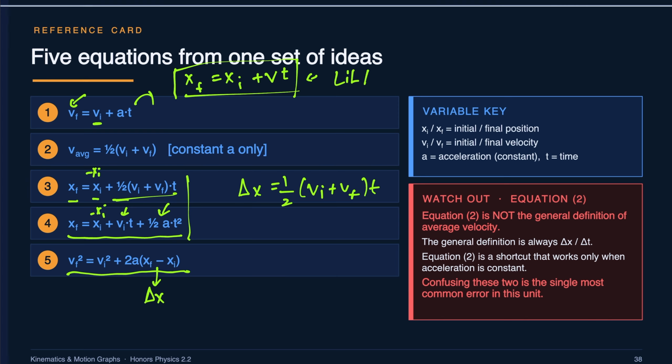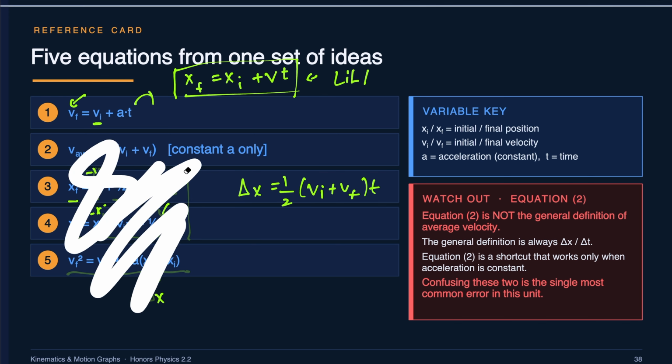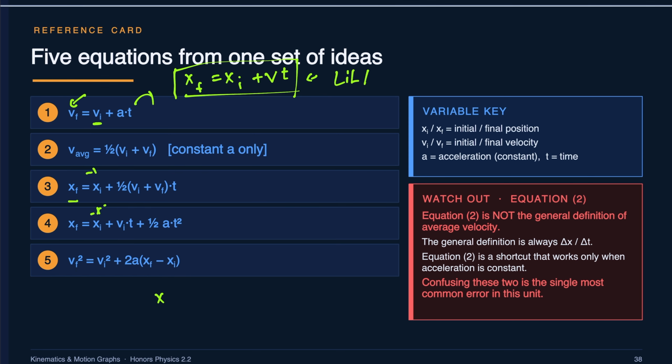Before we move on, you have to notice something. All of these equations are missing one variable. This one doesn't have x. This one doesn't have x or t. At least one variable they're missing. This one doesn't have acceleration. This one doesn't have velocity final. This one doesn't have time. And I'll tell you why that matters later on.